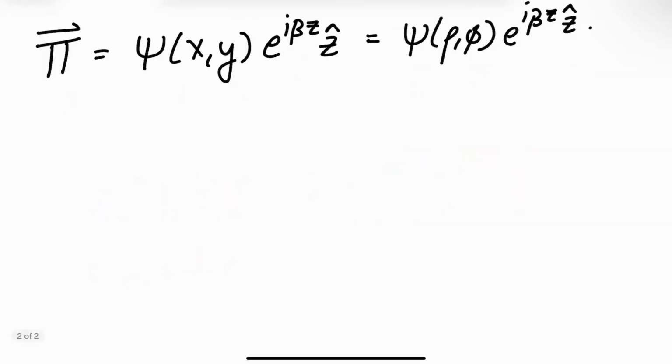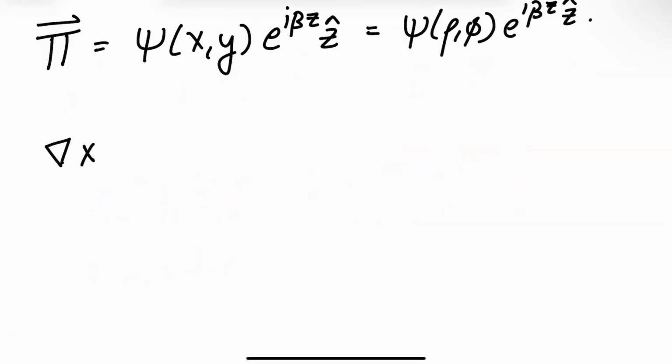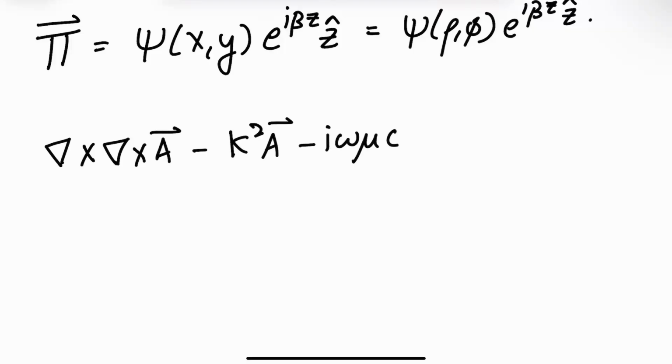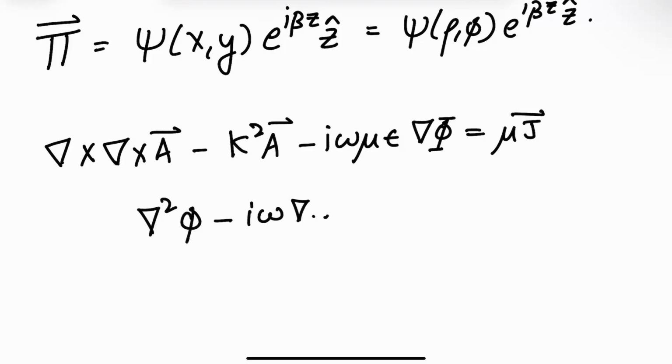So essentially, if we don't use the Lorentz gauge, then the equations that the two potentials satisfy are curl curl of A minus k square A minus i omega mu epsilon grad phi equals mu J. This is capital phi because we have a little phi for the coordinate. And we also have del square phi minus i omega del dot A equal to minus rho over epsilon.